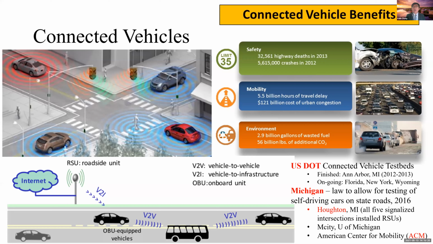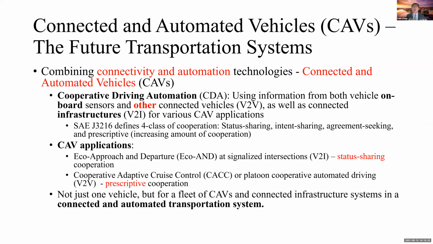So the whole idea is what the future transportation system looks like: combining not only autonomous vehicles but also so-called connected vehicles together. Basically, combine connectivity and automation technologies to improve safety, mobility, and others. A concept promoted by the US DOT and others is called cooperative driving automation. The idea is using information from the vehicle's onboard sensors and also from other connected vehicles using vehicle-to-vehicle communication, and also infrastructure such as traffic signals, for example, vehicle-to-infrastructure, for various safety applications.